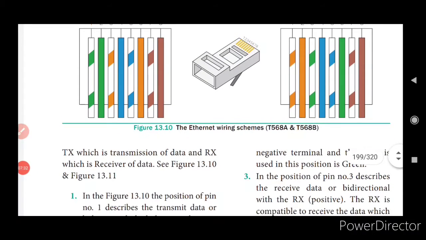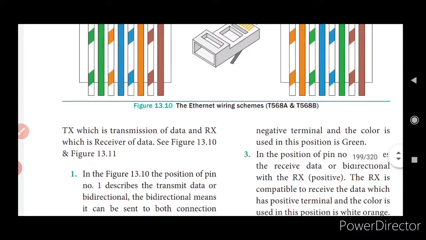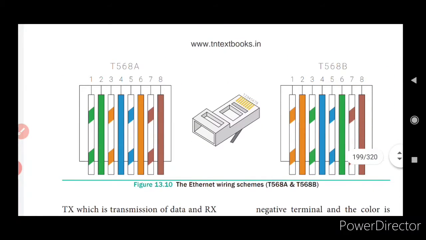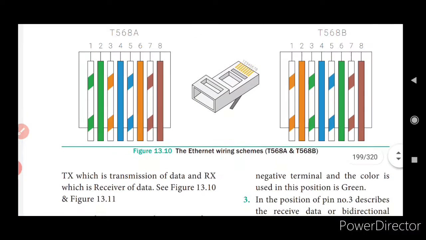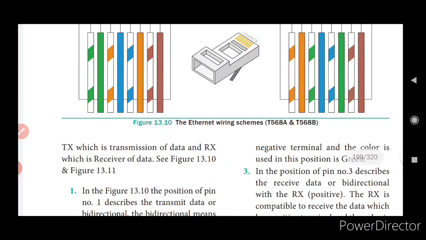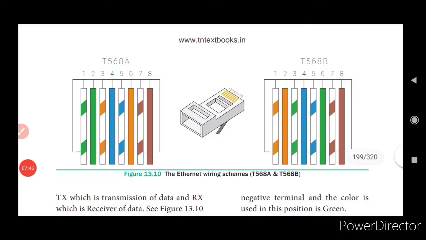Have a look at this picture. In this picture, the position number 1 describes transmitting data, and the pins are bidirectional. What is meant by bidirectional? It can send as well as receive data. Have a look here. These lines represent the wires. One is a combination of white and green, the other one is plain green, and we already know that 4 are solid colors and 4 are mixed colors: white orange, then plain blue, white brown and plain solid brown.